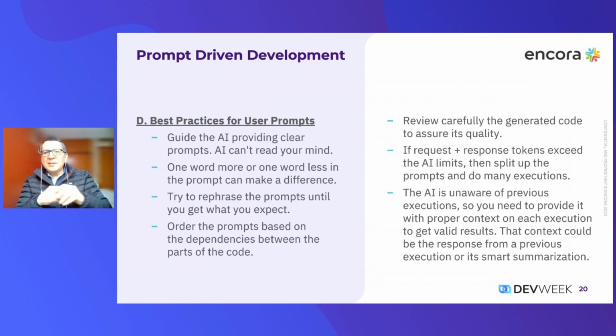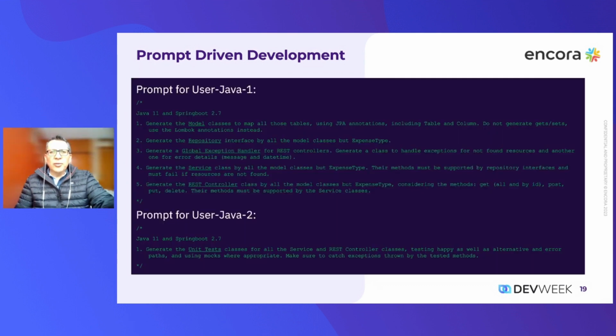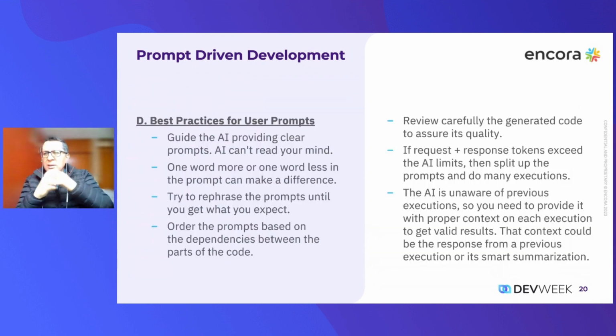If request plus response tokens exceed the AI limits, then split up the prompts and do so many executions. That was our case because, as you can see, we needed to split our prompts for the Java part in two parts. If that was in only one request, the responses could be so huge that maybe the limit of tokens could be exceeded.